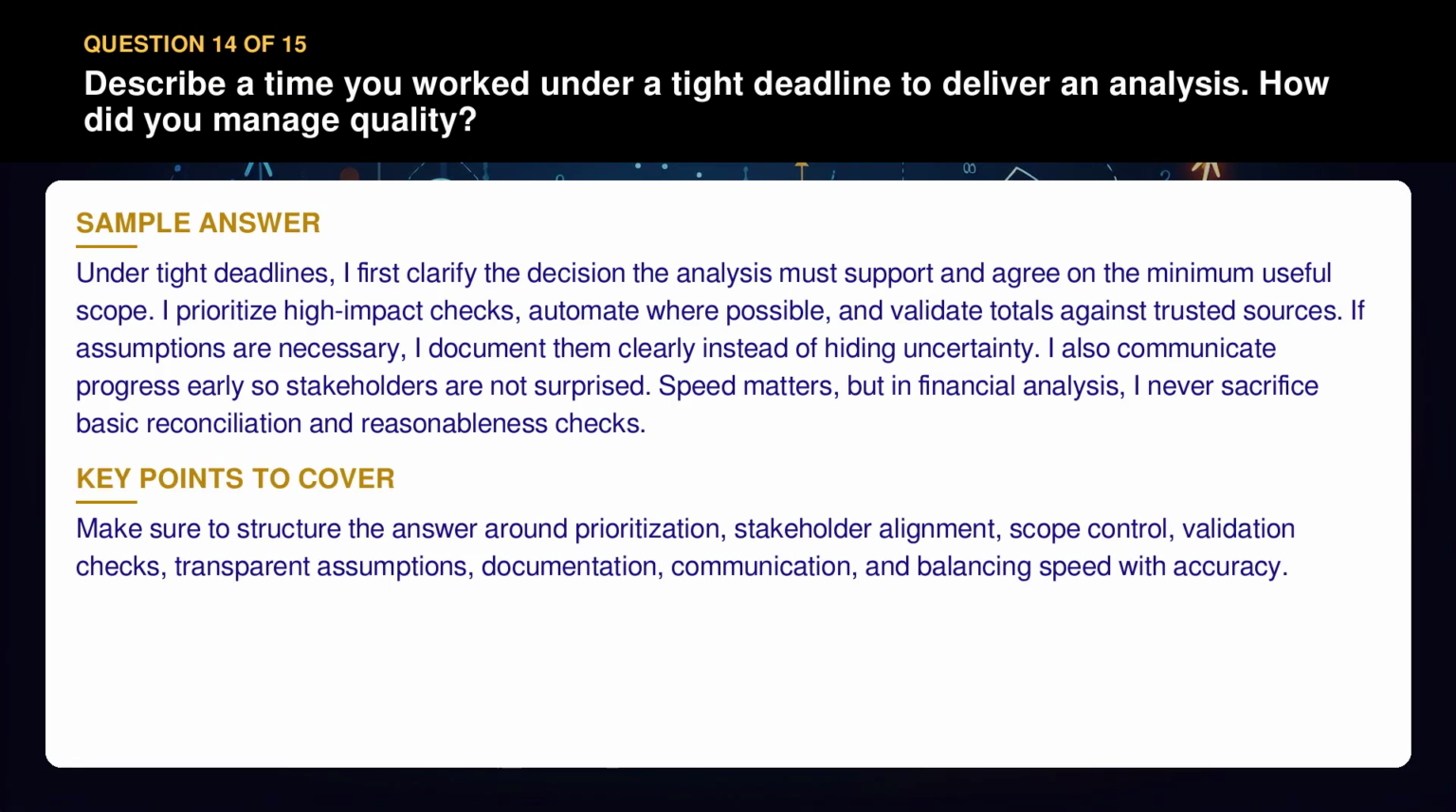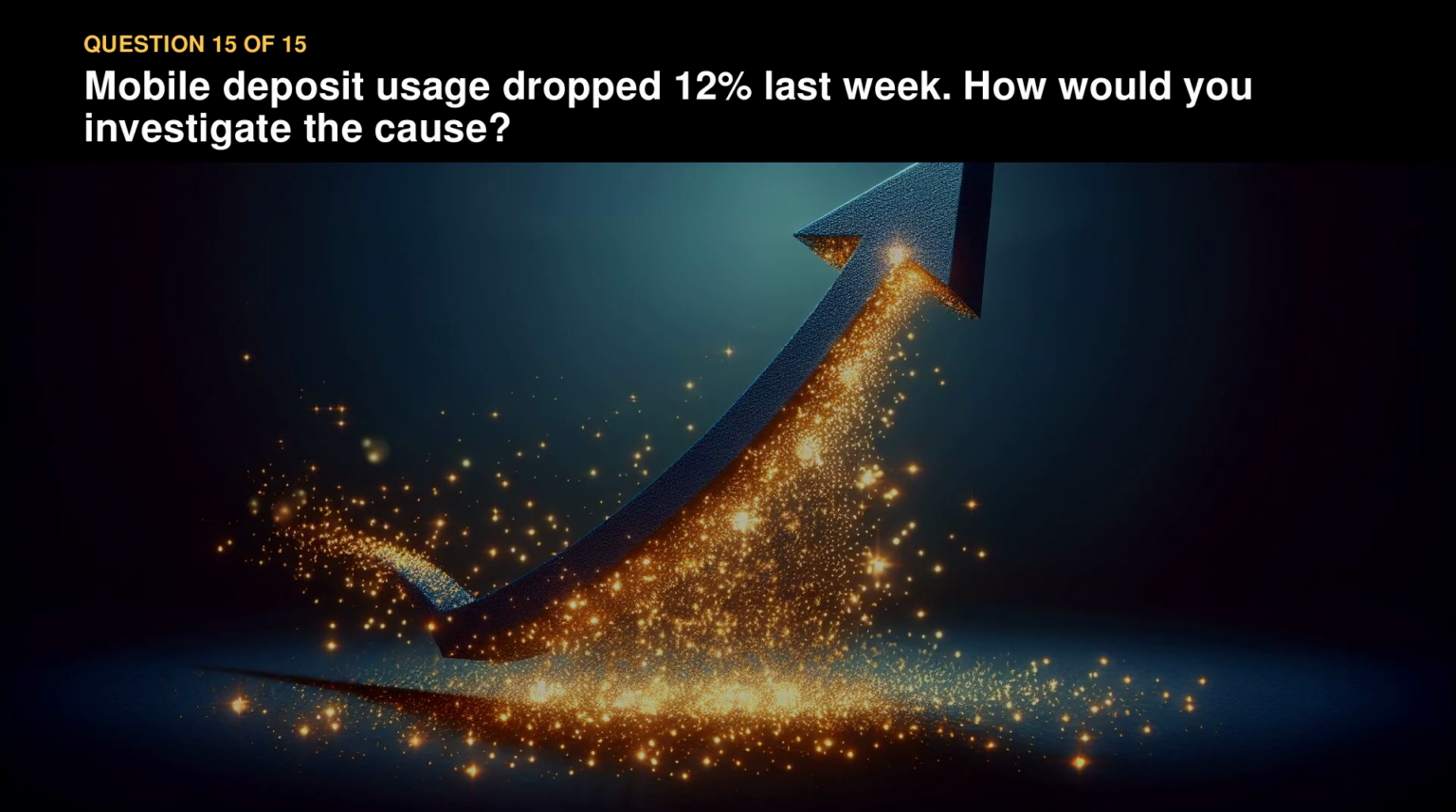Make sure to structure the answer around prioritization, stakeholder alignment, scope control, validation checks, transparent assumptions, documentation, communication, and balancing speed with accuracy. Question 15. Mobile deposit usage dropped 12% last week. How would you investigate the cause?